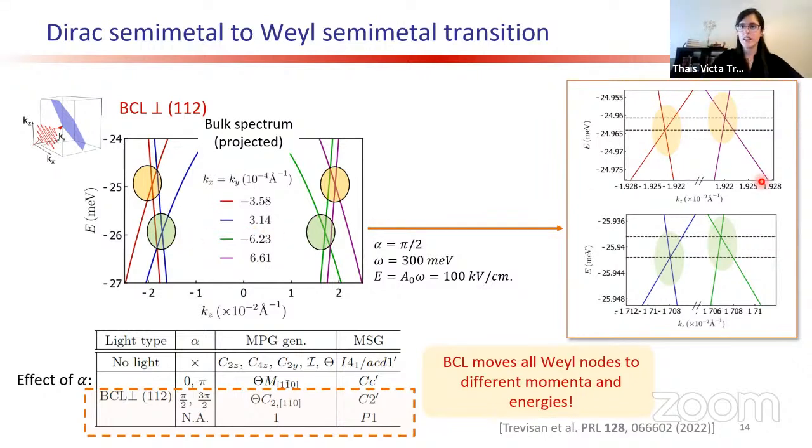And we can see that this is exactly the case when I choose alpha to be pi/2. If I zoom into this dispersion, and you can see the zooms here, you see that the cone in red and the cone in purple are at different energies, the same for the ones in blue and green. Of course, here the energy difference is very, very small.